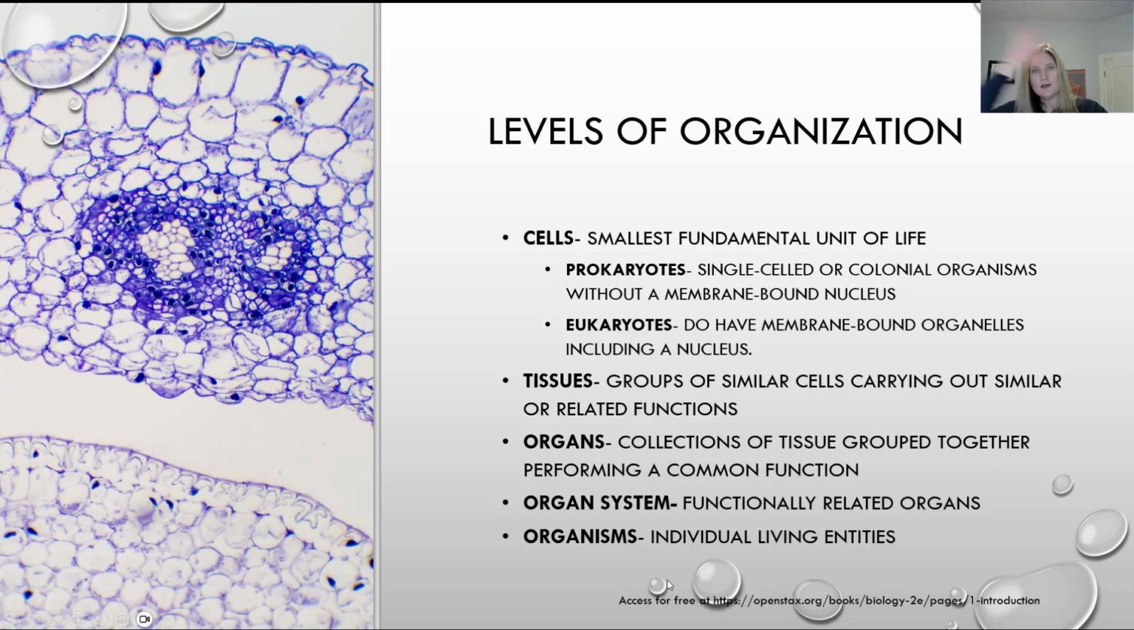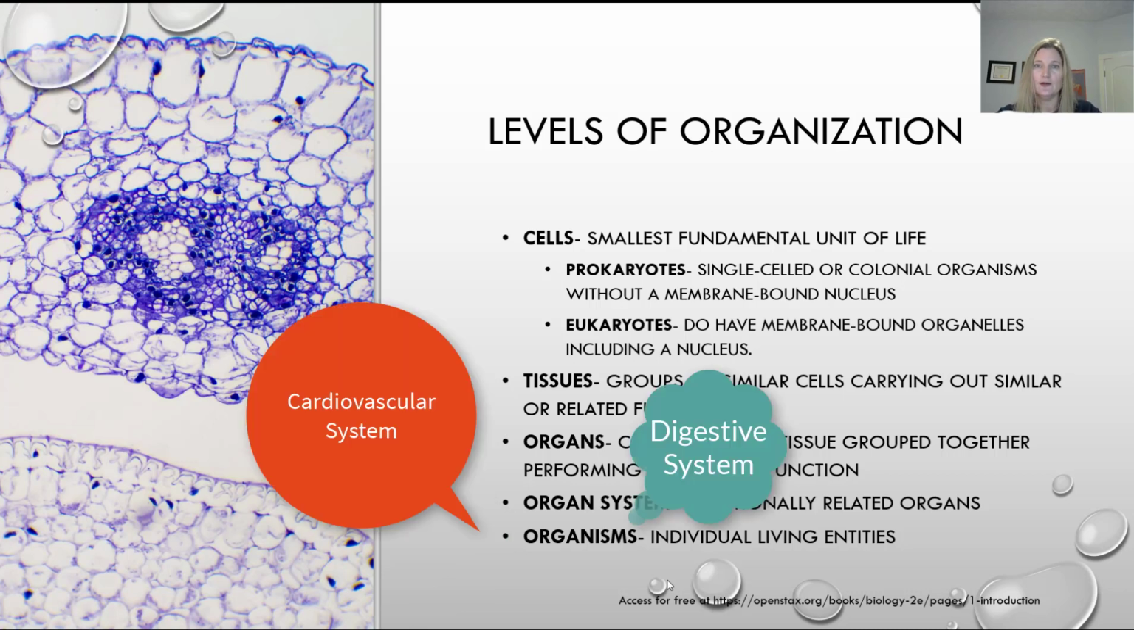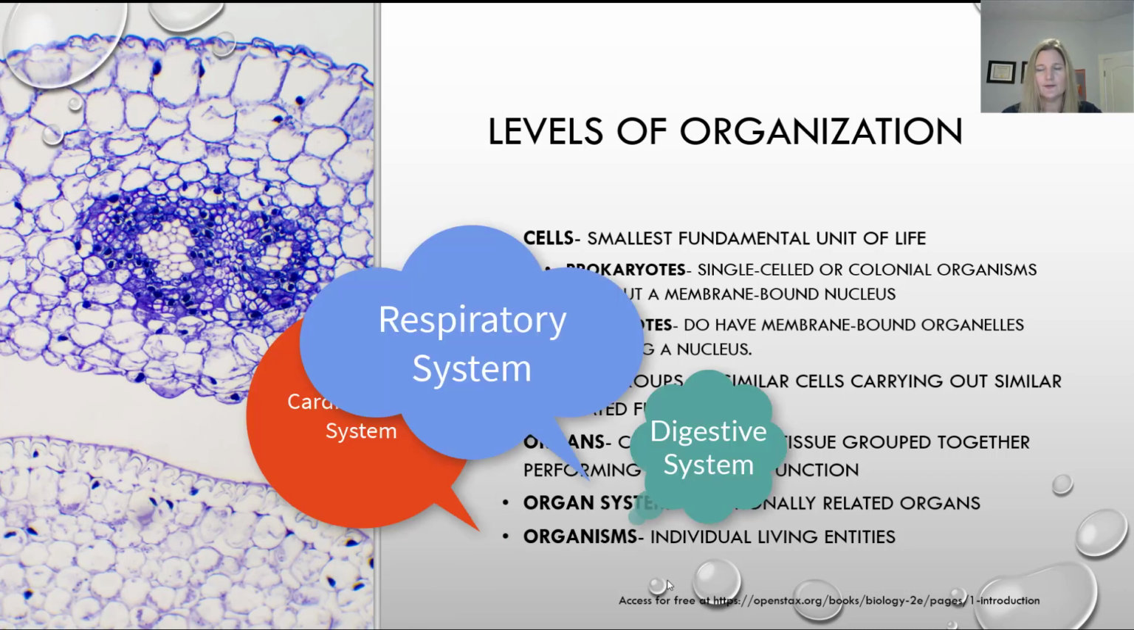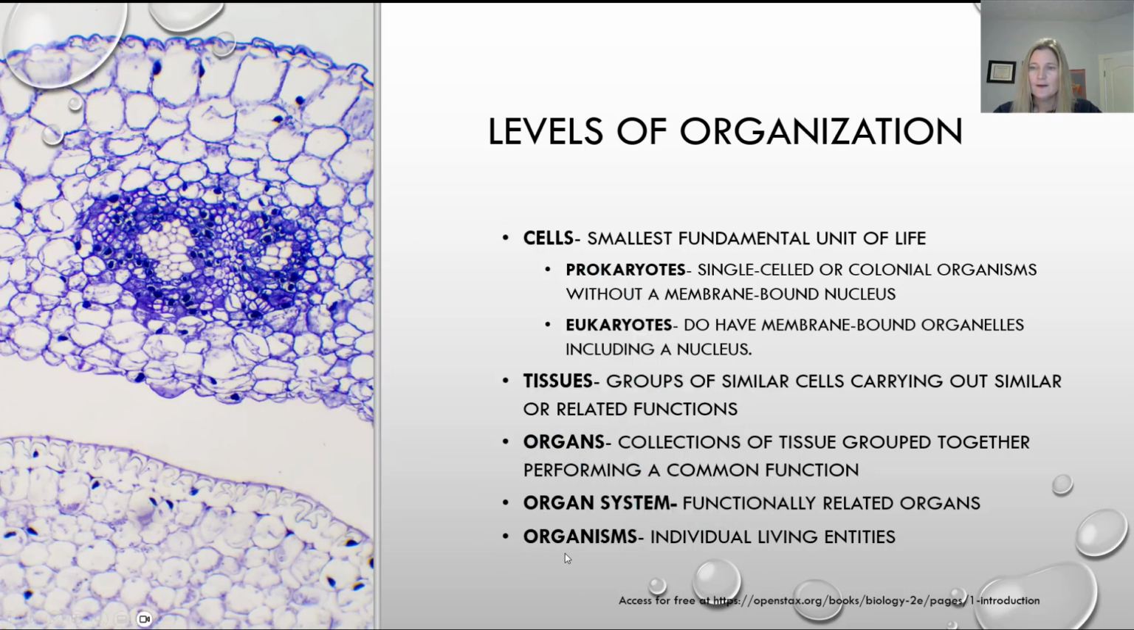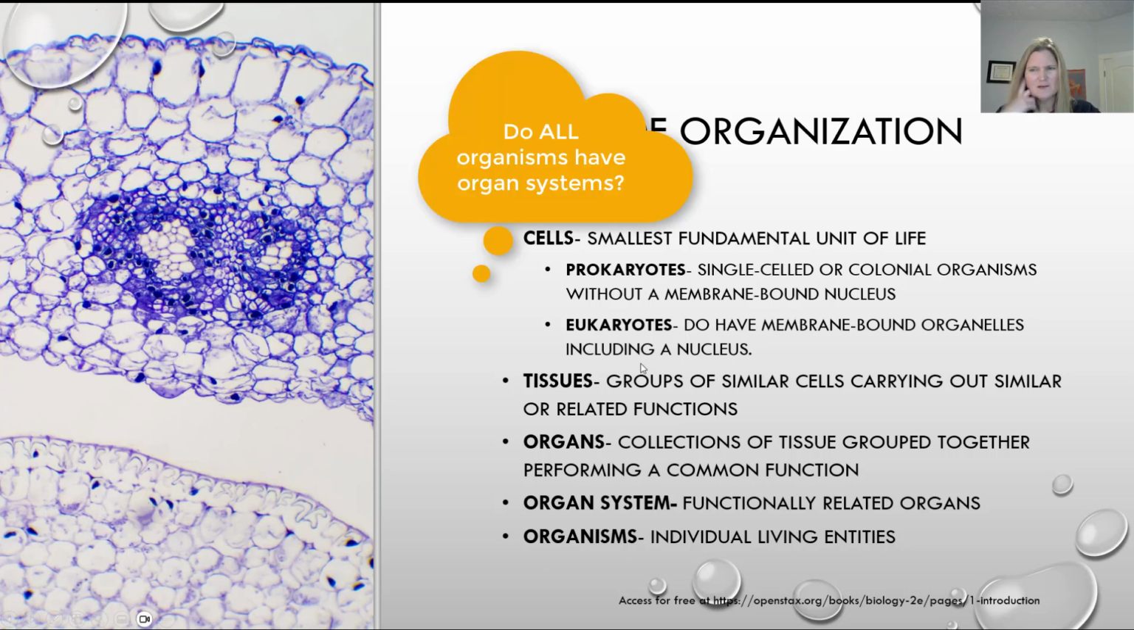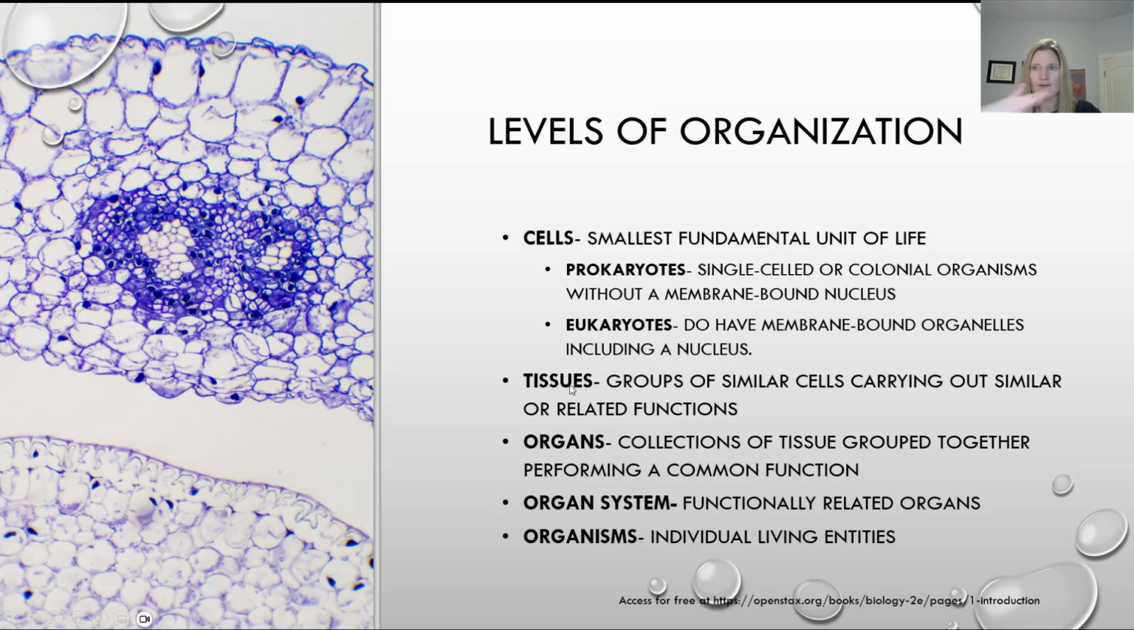And then finally, if we have a number of organ systems working together, we form an organism. So humans, we have our cardiovascular system, we have our digestive system, we have our respiratory system, we have all sorts of systems within our body of different organs. Now, you might be thinking right away, do all organisms have organ systems and organs and tissues? No. Okay, so this is just kind of an idea of a level of organization.